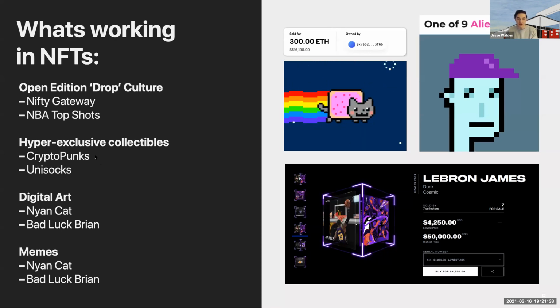Then there's these hyper exclusive collectibles like CryptoPunks and Unisocks, which are... CryptoPunks you may have heard of.